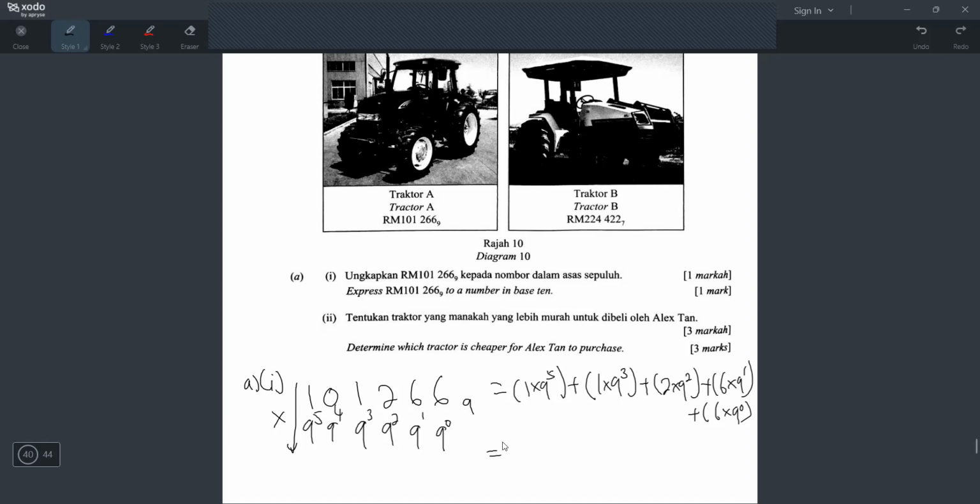Okay, let's press calculator. 1 times 9 power 5, 1 times 9 power 3. Okay, I think you will get 60,000. Yeah, so 60,000. But it's in base 10, right? So I should write 10 here. And let's not forget to write the RM also because it's price.